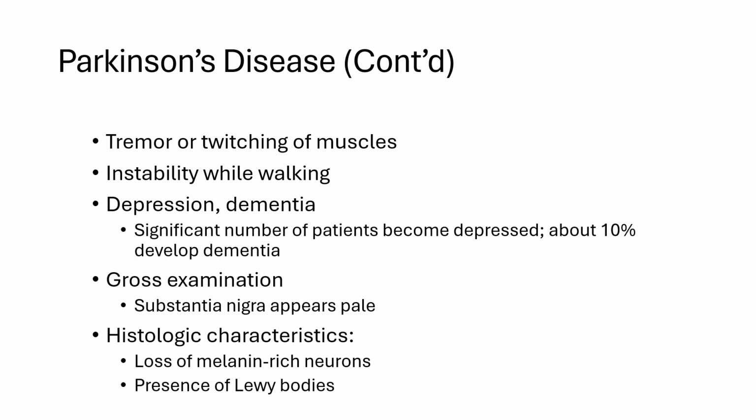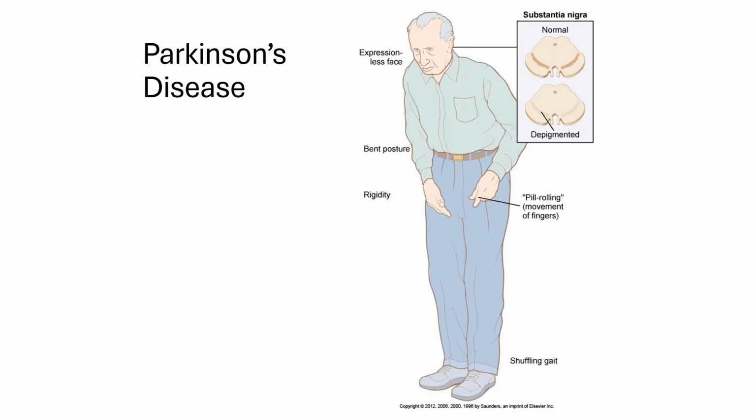On gross examination, the substantia nigra appears pale, and the histologic characteristics are a loss of melanin-rich neurons and the presence of the Lewy bodies. So this is a patient with Parkinson's disease, and this is showing the substantia nigra in the brain. It does become depigmented as it has a loss of melanin.